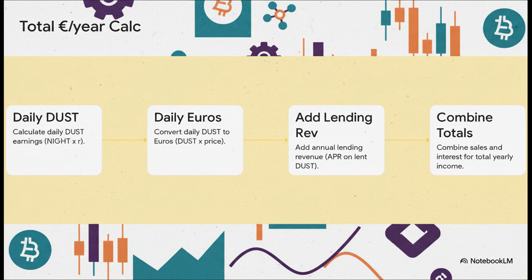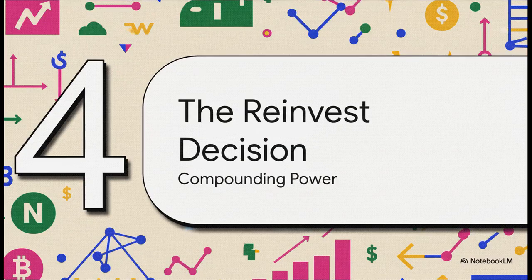It's just 4 simple steps. Step 1, it calculates your daily dust earnings. That's just your night balance times R. Step 2, it turns that dust into euros using the price you set. Step 3, it adds in your annual lending revenue. And finally, step 4, it just combines your sales and your interest for the grand total. So simple, so clear.